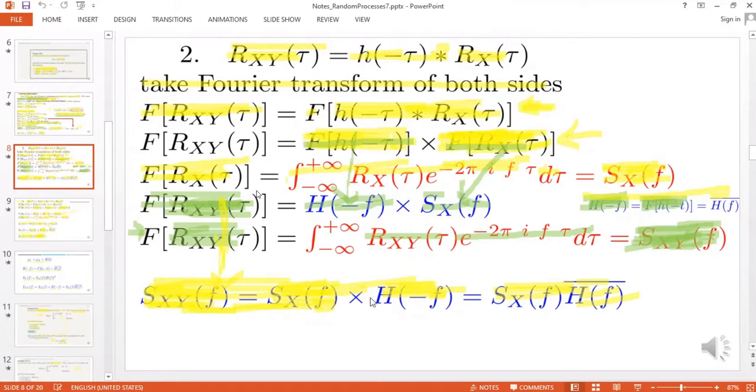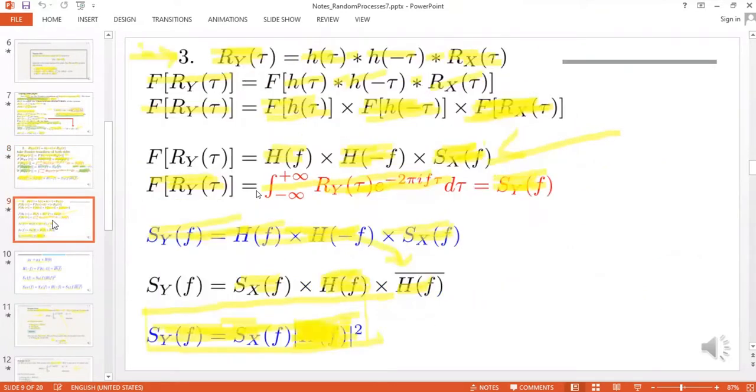And this H of minus f is replaced by H of f bar also, because in the previous slide we have proved that H of minus f is equal to H of f bar. So this result we also remember because we use it to solve some problems.